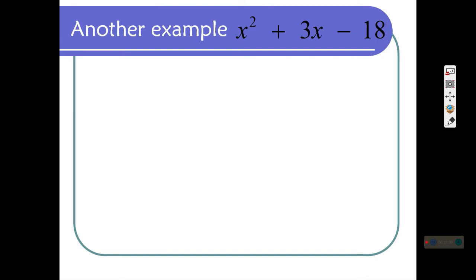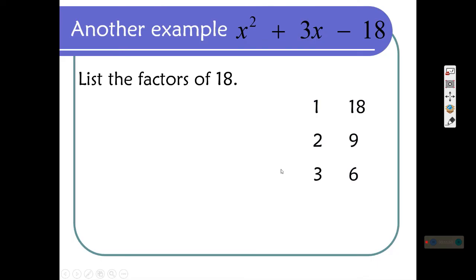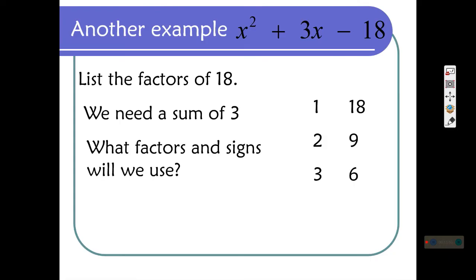So let us have another example. In this case, we have x squared plus 3x minus 18. So, still, you are going to list the factors of 18. We have 1 times 18, 2 times 9, and 3 times 6. We need a sum of 3. What factors and signs will we use? Okay, you're right. We have x minus 3 times x plus 6. Okay? Any question? Okay, so let's now proceed.